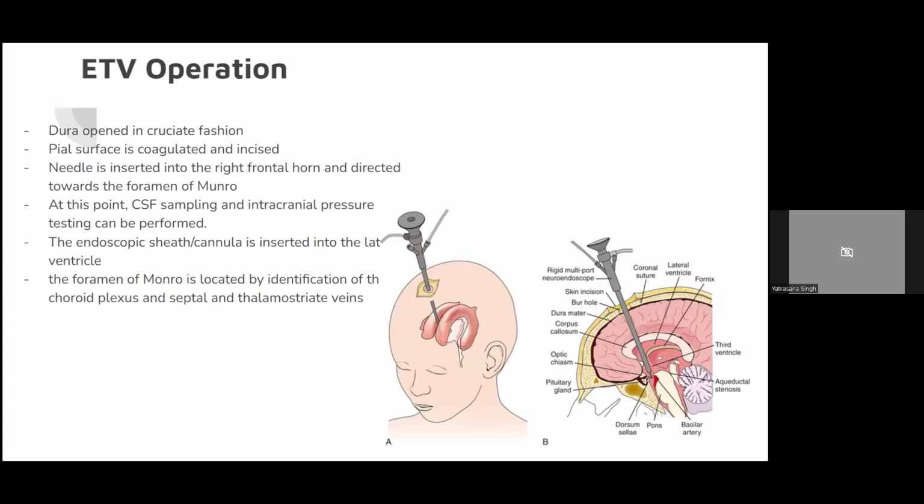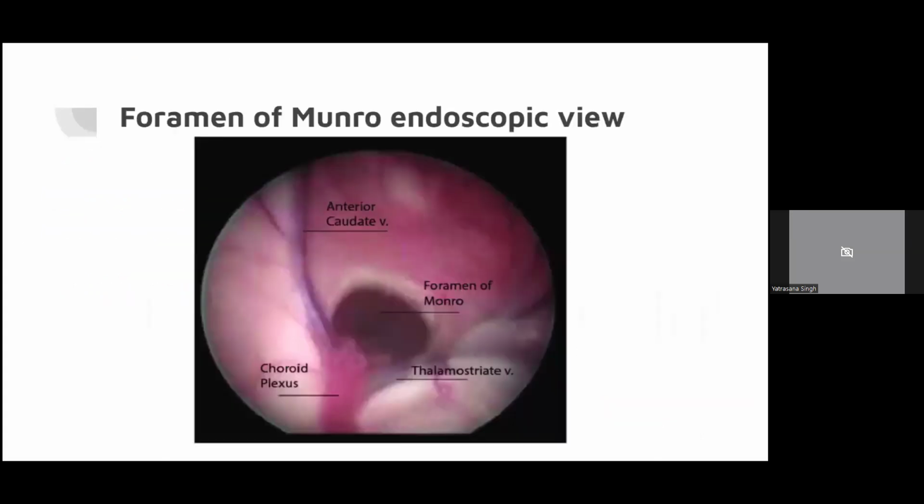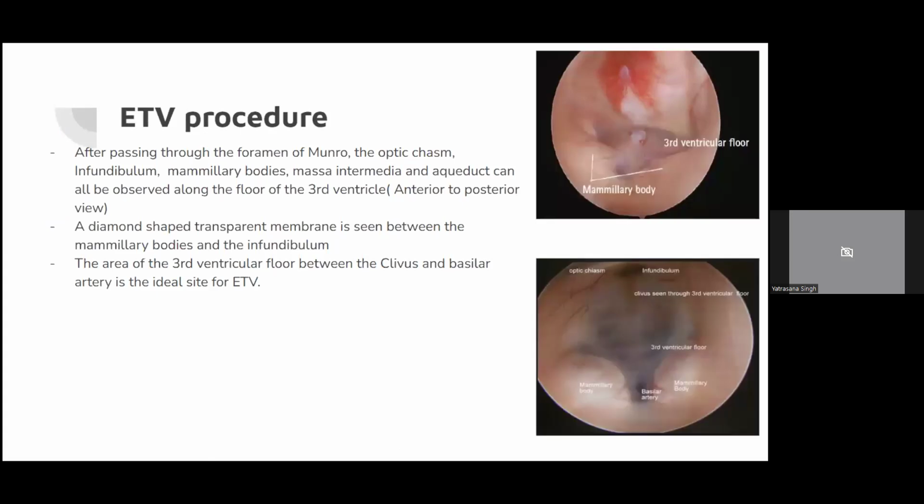The endoscopic sheath or cannula is inserted into the lateral ventricle, and the foramen of Monro is located by identification of the choroid plexus and septal and thalamostriate veins, as seen in this image. After passing through the foramen of Monro, the optic chiasm, infundibulum, mammillary bodies, the massa intermedia, and aqueduct can all be observed along the floor of the third ventricle from an anterior to posterior view. A diamond-shaped transparent membrane is seen between the mammillary bodies and the infundibulum.